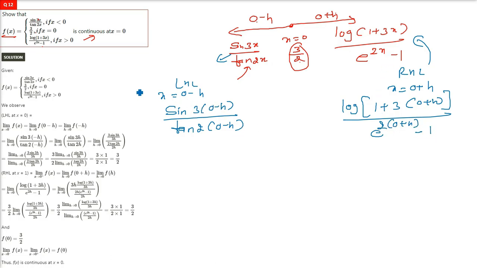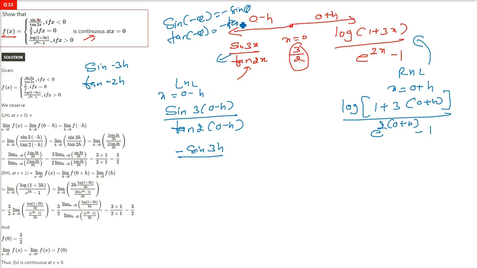So this is sin, see, I am showing you this one, sin (0 minus h) is minus h only. So sin minus 3h it will be. Now we know that sin negative theta is minus sin theta. So minus sin 3h it will be. In the denominator as well, you will get tan minus 2h. What is this? Negative comes outside, so it will be tan 2h. So minus tan 2h it will be. That is, tan negative theta is equal to minus tan theta. So minus tan 2h. Negative negative you can cancel.